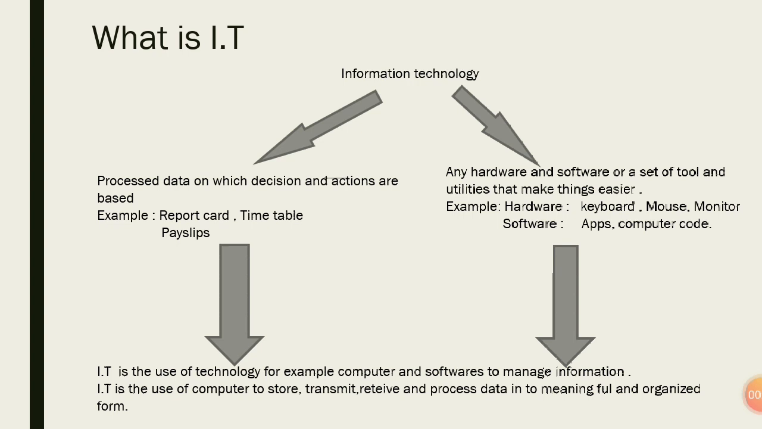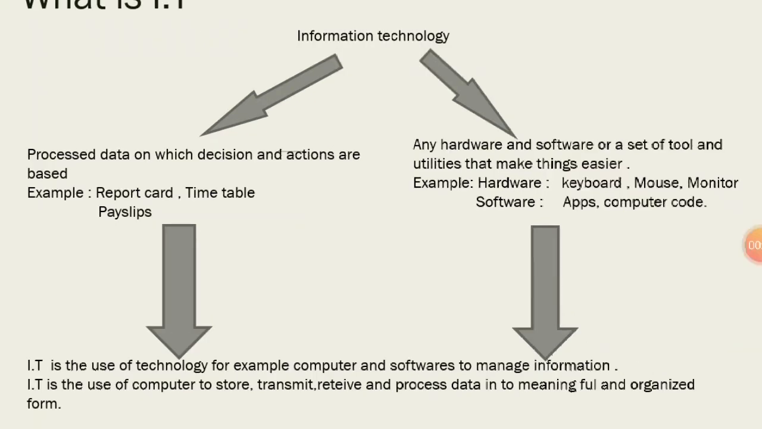Now coming toward the technology. Technology is any of the hardware and software or set of tools, utilities that make things easier for you. Just like in hardware we have keyboard, mouse, printer, monitor, and in software we have different kinds of applications and different software, computer codes. Now IT is the use of technology, for example the computer and the software, to manage the information. IT is the use of computers to store, retrieve, transmit and process your data into a meaningful and organized form.